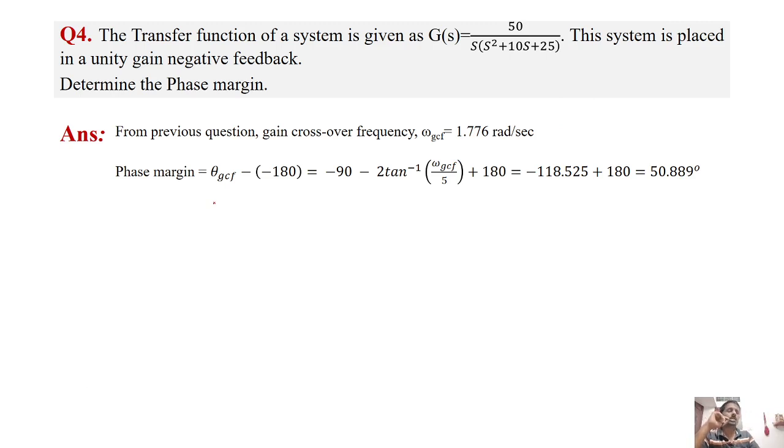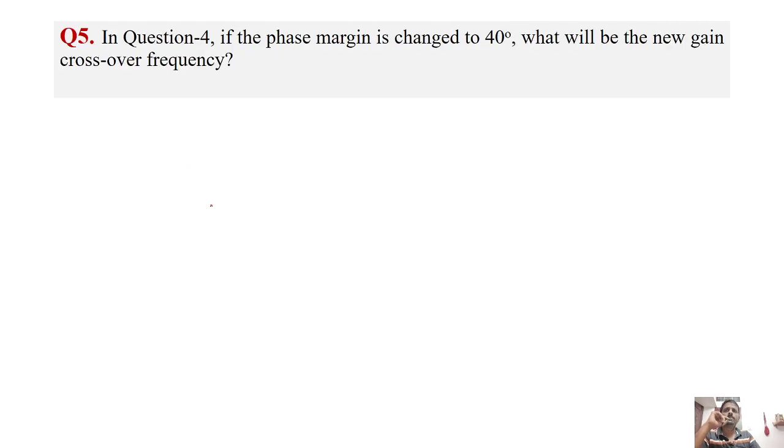We have been given a system, and we know its open loop gain and closed loop gain. The question is to find all the parameters: gain crossover frequency, phase crossover frequency, gain margin, and phase margin. That is very simple. We'll go to the next question.